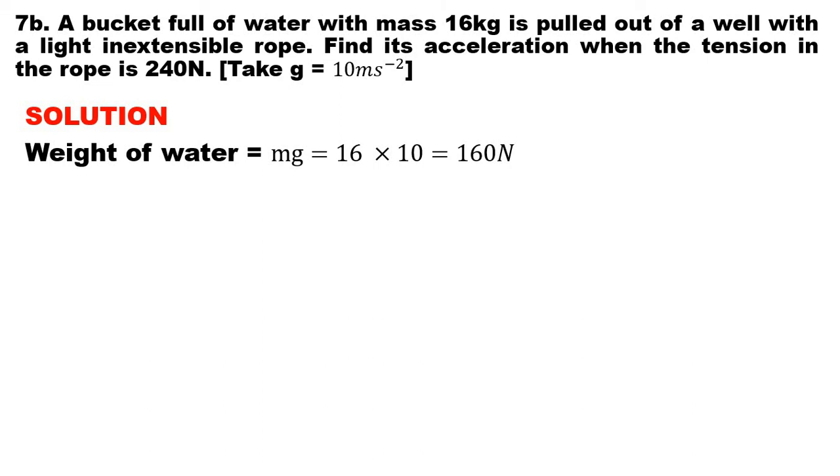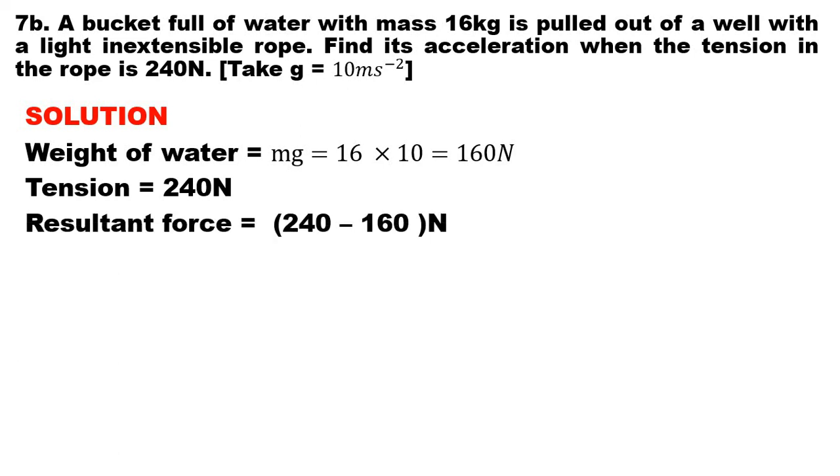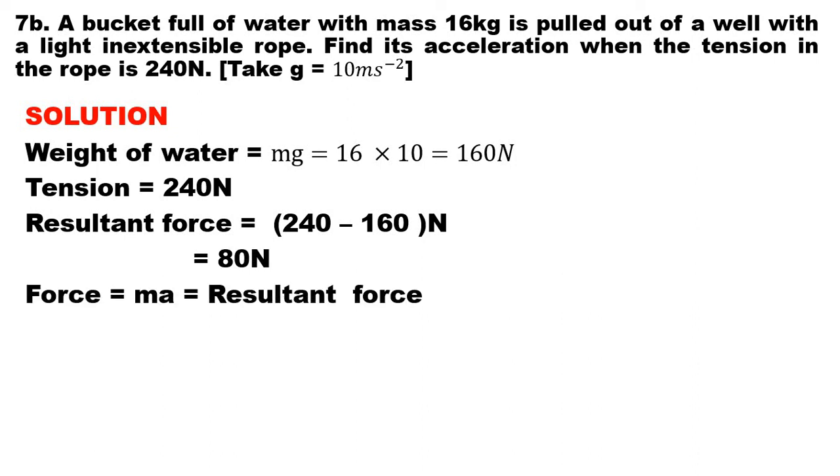So we know the weight of the water is mass times acceleration due to gravity, and the mass given is 16 times 10, acceleration due to gravity, which gives us 160 Newton. Okay, so move further to that. Tension is 240 Newton. So we'll work on the resultant force, which is tension minus weight of the water, and that gives us 80 Newton.